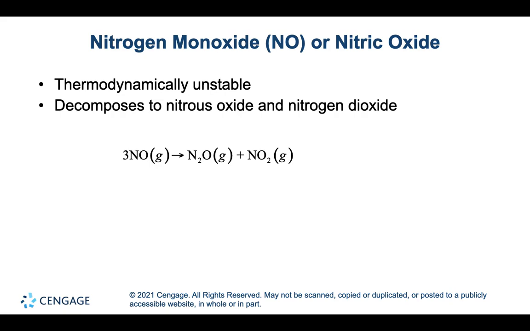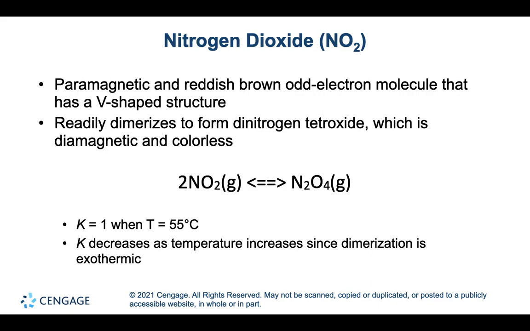Its instability means it tends to react to make other compounds like nitrous oxide and nitrogen dioxide, or it can react with oxygen to make nitrogen dioxide, NO2. NO2 can dimerize, or combine with itself, to make N2O4, and it tends to do this with regularity at room temperature or a little above room temperature. The equilibrium constant decreases with temperature because dimerizing is exothermic, and so it's an example of Le Chatelier's principle. Since heat is given off, the K is going to go down as temperature goes up.